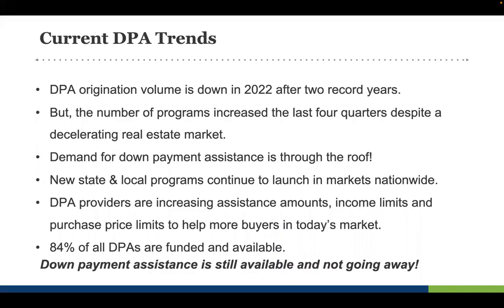So let's discuss a few trends here. We have seen lower down payment assistance volume in 2022, but the market has cooled off as well. So that's reflective of the whole purchase market cooling off. That's after two record years, 2020 and 2021, where housing agencies in particular saw record volume of down payment assistance usage and record purchase transactions. But that was also reflective of the market at the time.